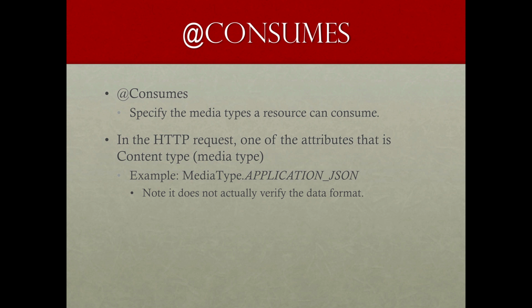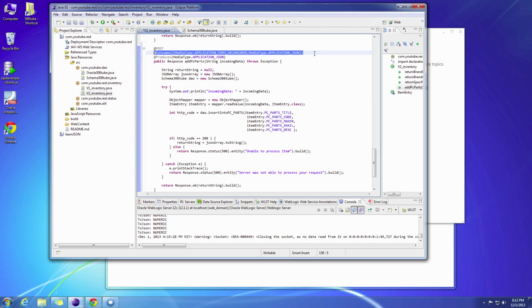One thing to note though, the @Consumes is actually looking at the attribute content type. It's not actually validating the actual data coming up. So the content type can say application/json, but if the body is still XML formatted, we're still going to generate an error because we won't be able to parse that. Hopefully you have a better understanding of what the @Consumes annotation does.